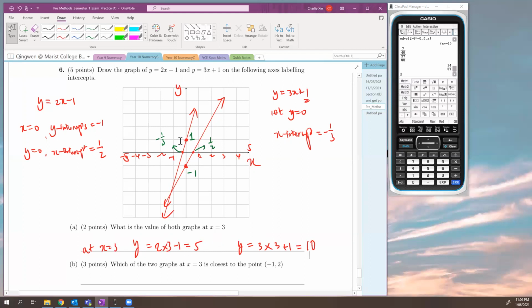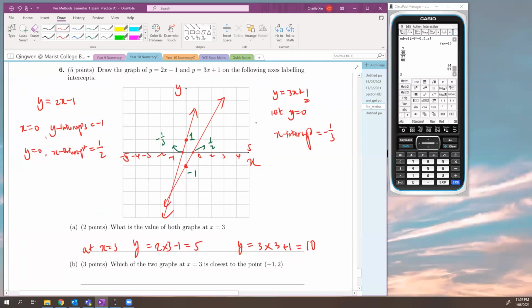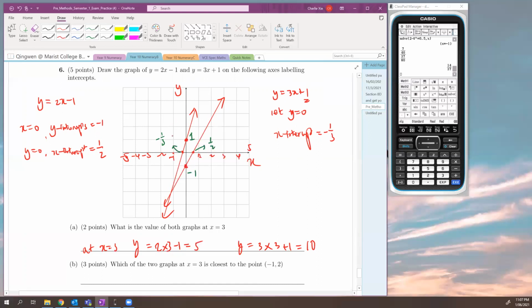Let me double check. 2 times 3, 6 minus 1, 5. 3 times 3 is equal to 9 plus 1, 10. Okay. Which of the two graphs at x is equal to 3 is closest to the point -1, 2? So we could label this diagram at this point in the graph, -1 and 2, somewhere here. From the graph, you could see this one has to be closer.